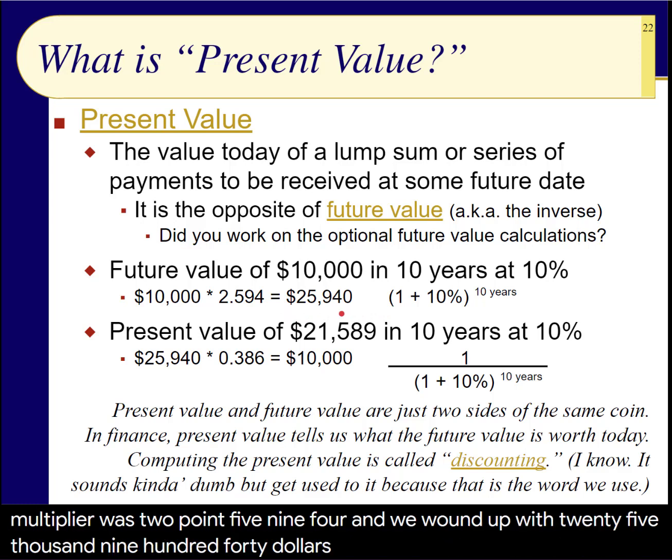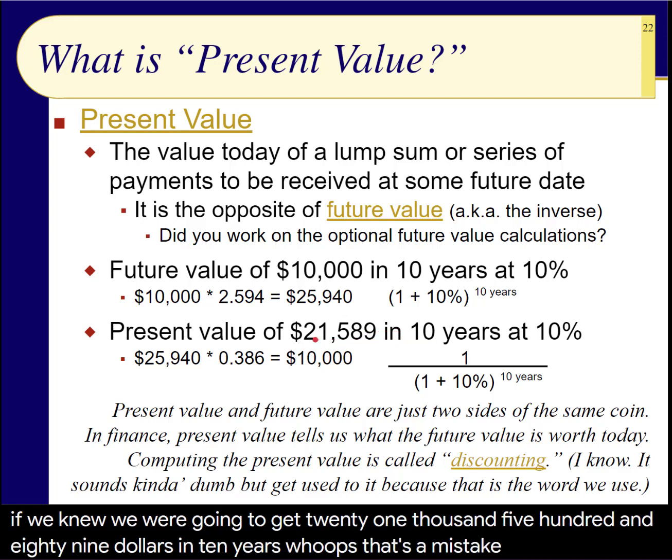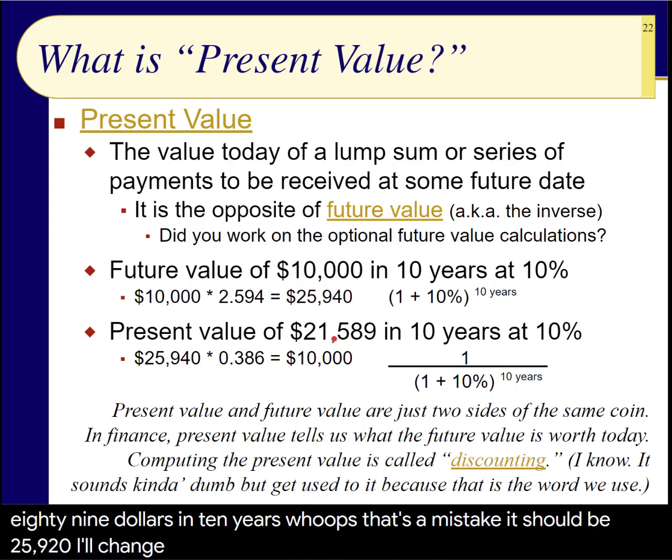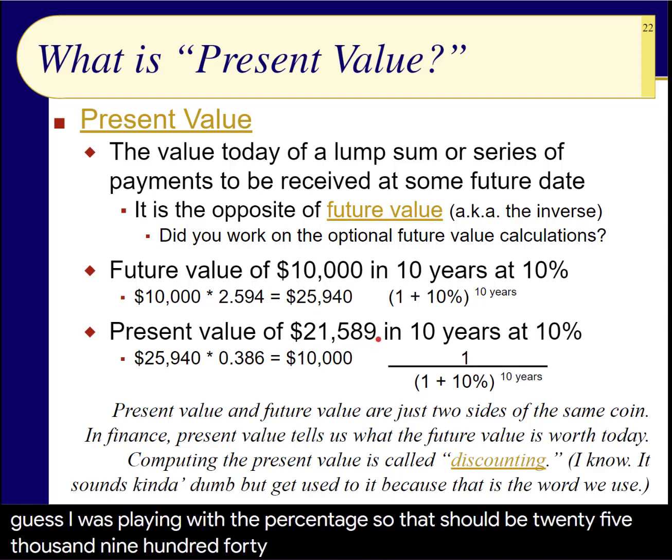Now, what if we want to do the inverse, the reverse? What if we knew we were going to get $21,589 in 10 years? Oops, that's a mistake. It should be $25,940. I'll change that. I don't know what I was doing. I guess I was playing with the percentage. So that should be $25,940, and it will be by the time you look at it.